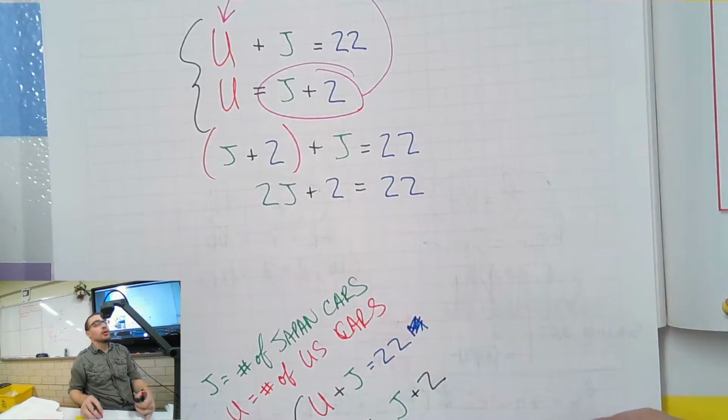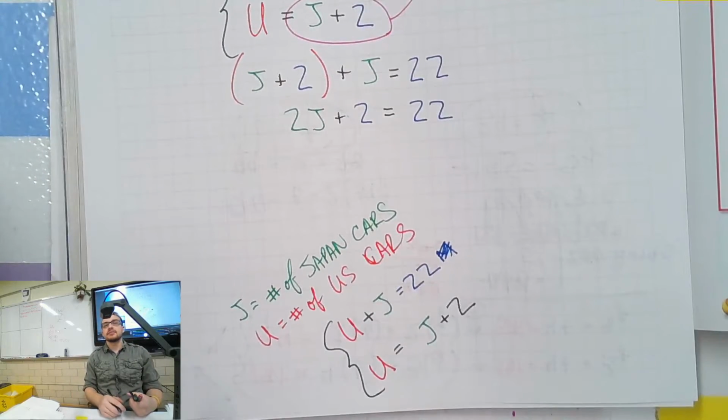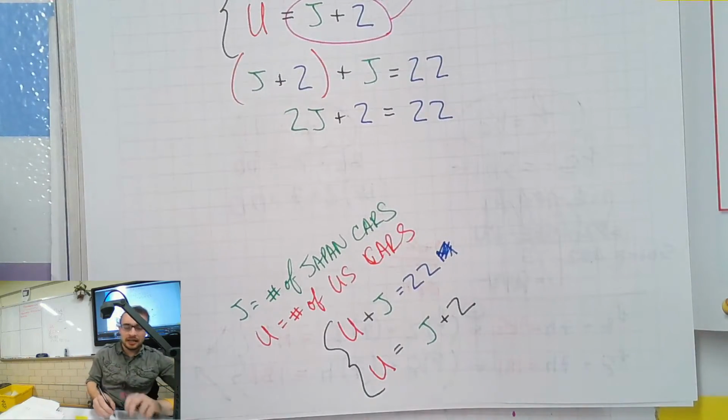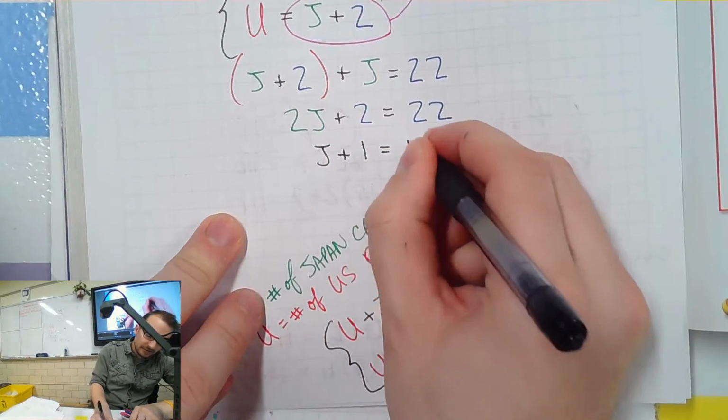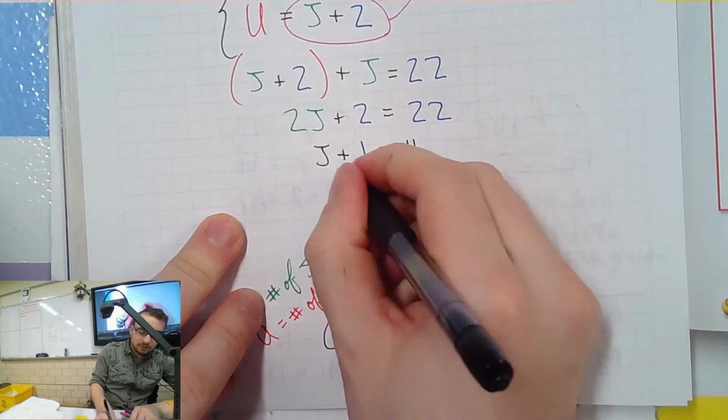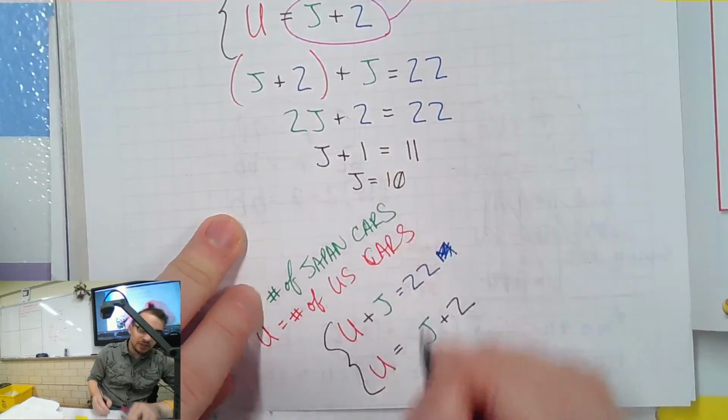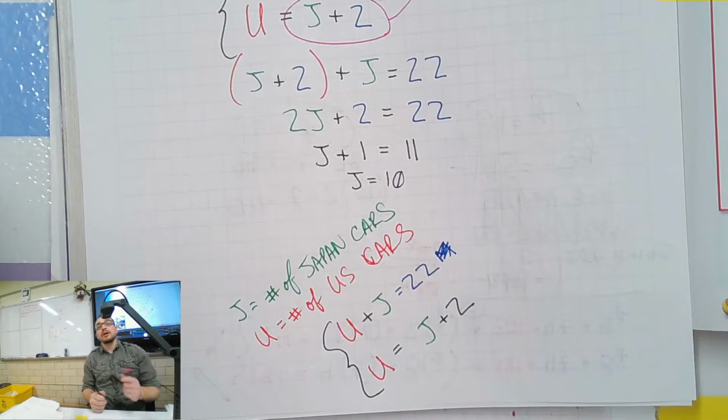Subtract 2, divide by 2, right? Or we can divide by 2 first. What do you want to do? Let's divide by 2 first, just for the fun of it. What do we get? J plus 1 equals 11. And then subtract 1, we get 10. Right? Could you have subtracted 2 and then divided by 2? Sure, right? But again, PEMDAS is a lie. You can do whatever you want as long as you're clever. When you divide, everything gets divided because division is divorce.